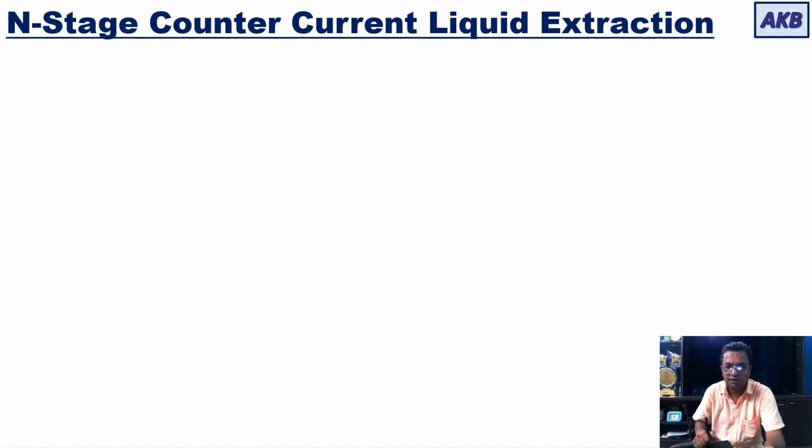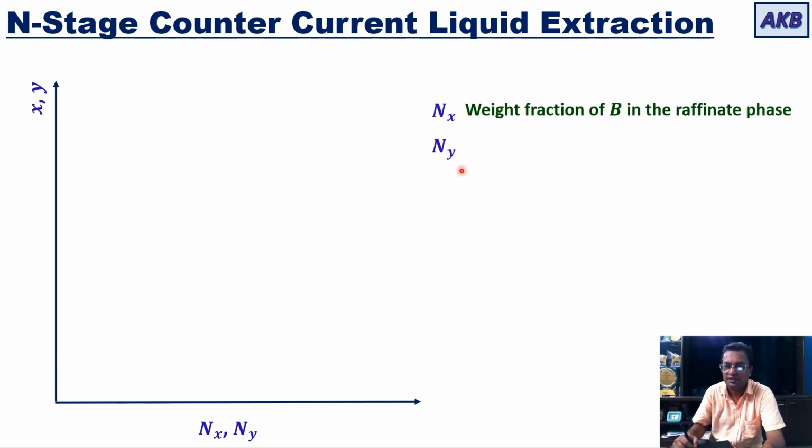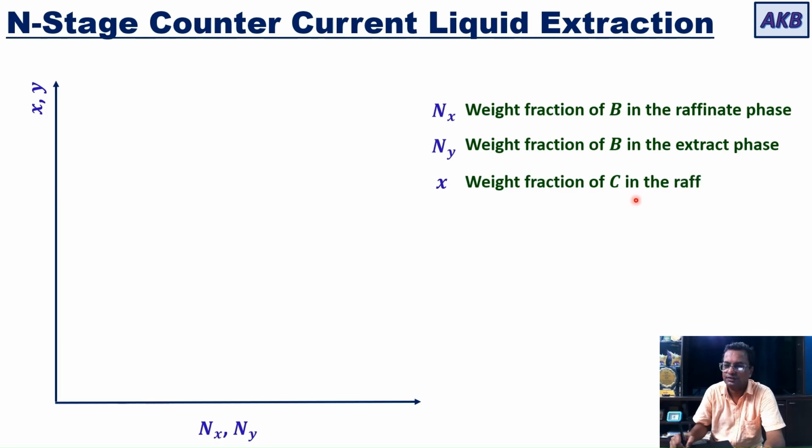Okay, now we will follow the material balances that we have written from equation 1 to equation 5. We will follow these equations on the ternary diagram. In the ternary diagram that I am drawing, I will be plotting nx and ny on the x-axis, and small x and small y on the y-axis. In this case, nx is the weight fraction of B in the raffinate phase, ny is the weight fraction of B in the extract phase, small x is the weight fraction of C in the raffinate phase, and small y is the weight fraction of C in the extract phase.